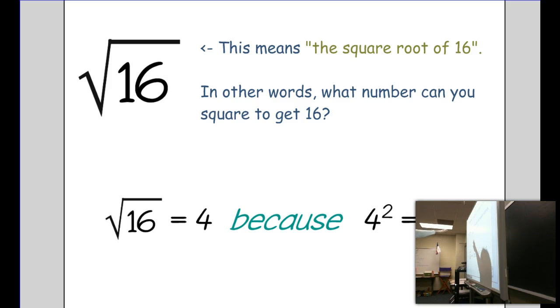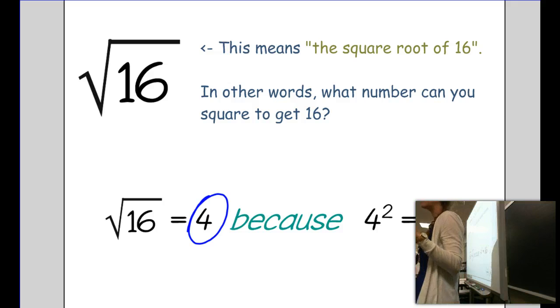So this means the square root of 16. In other words, it's asking you, what number can I square to get 16? So when I say, what's the square root of 16, you say 4. No, the answer's not 4 squared, the answer's 4, and that's a common mistake. Because 4 is the number that I could square, and I could get 16.